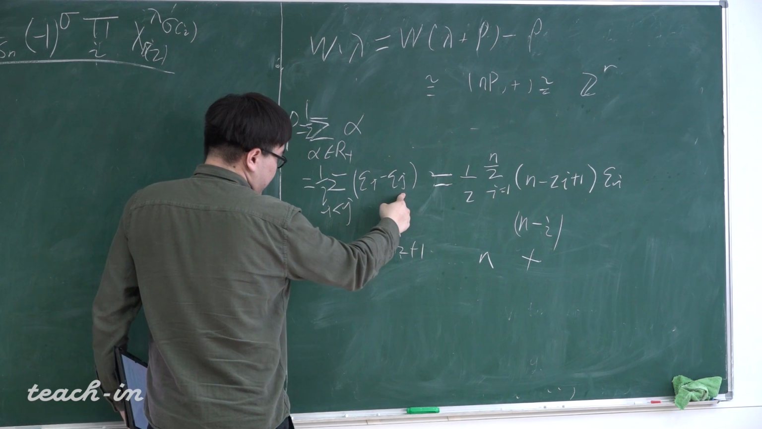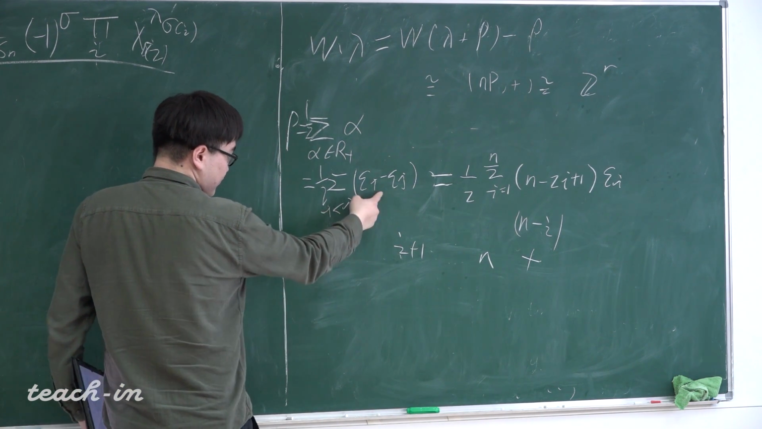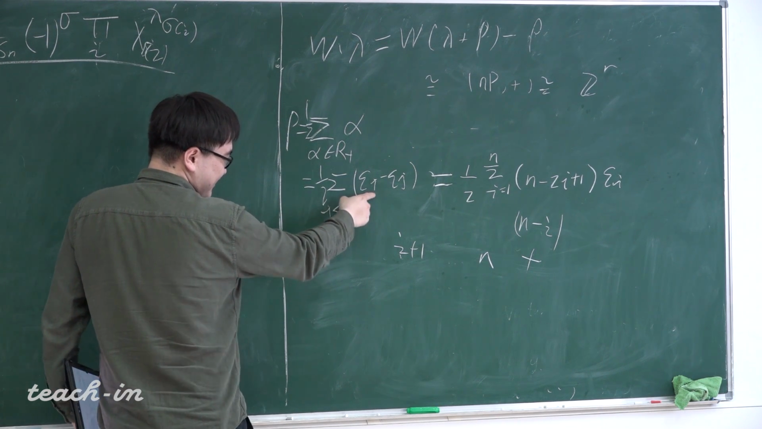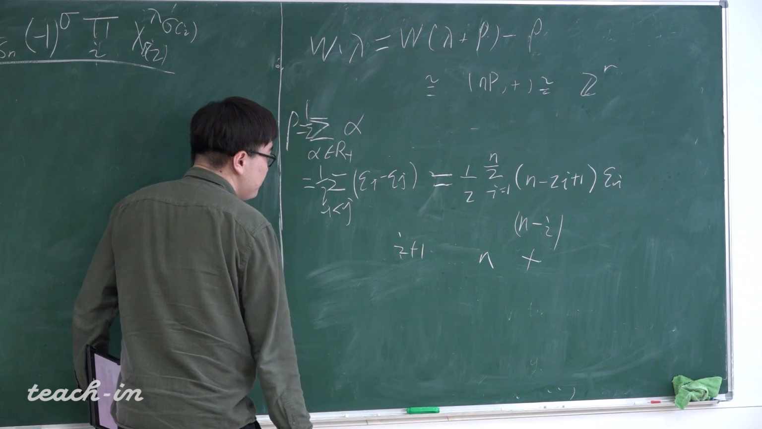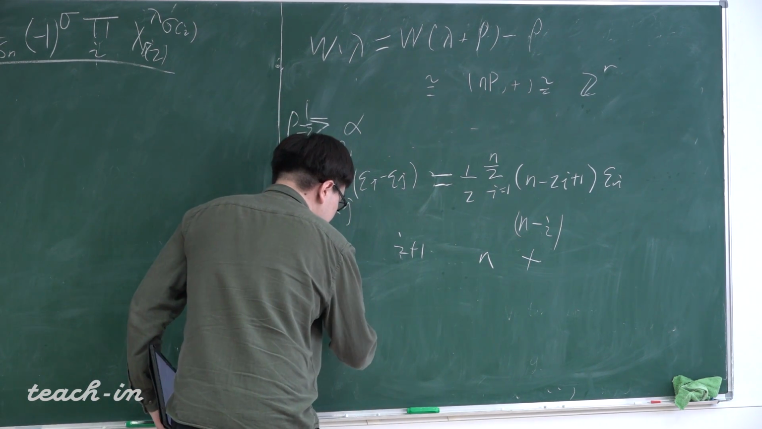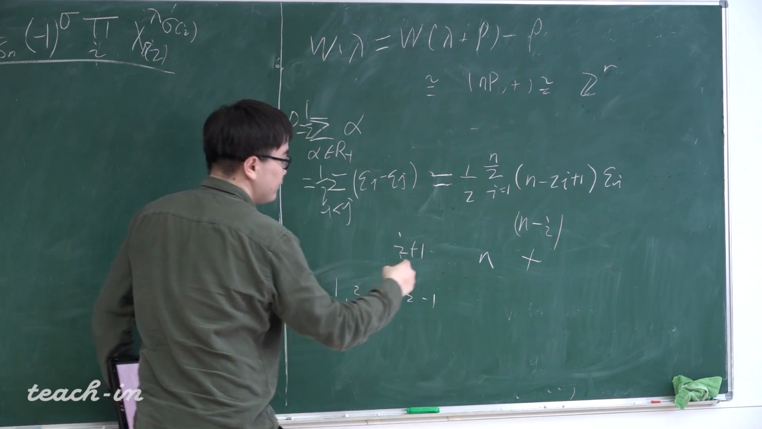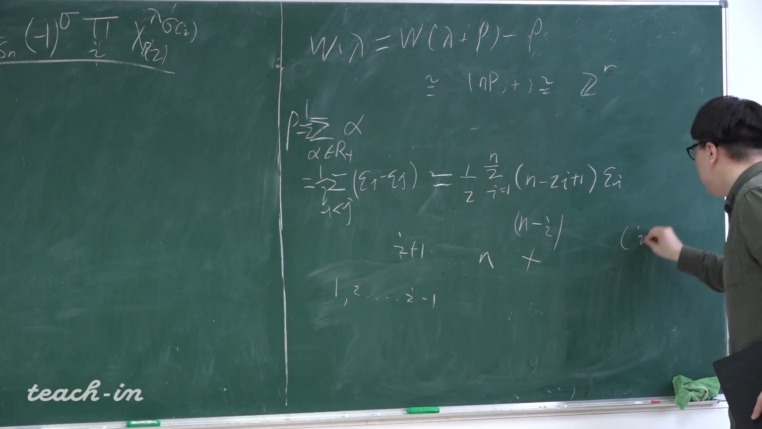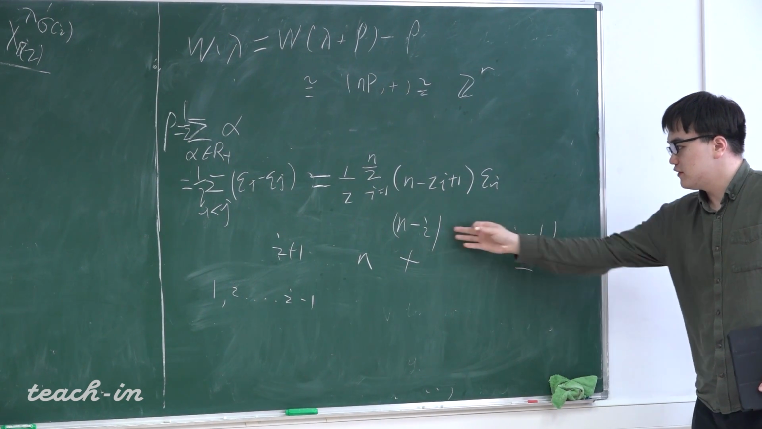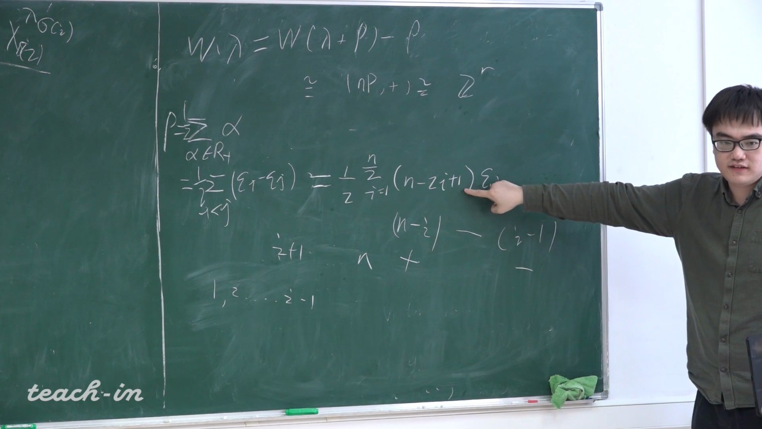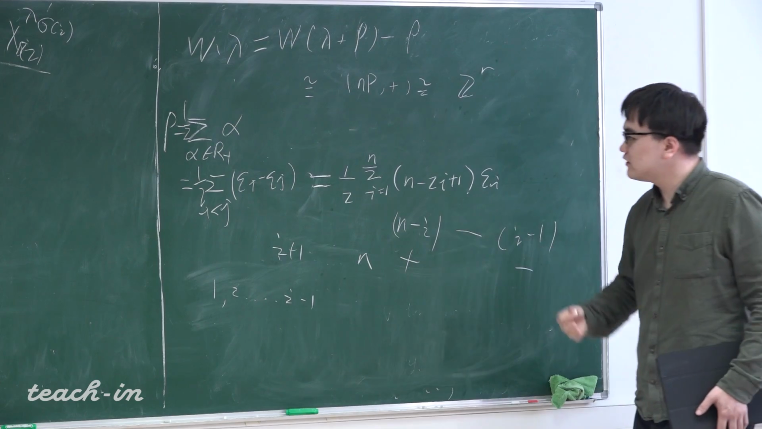So how many epsilon i will appear there? It's just the number of choices, which can only be 1, 2, 3, and so on, minus 1. So we have minus 1 minus things. We all agree with this one.